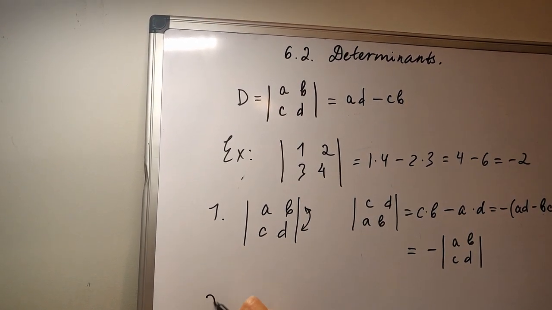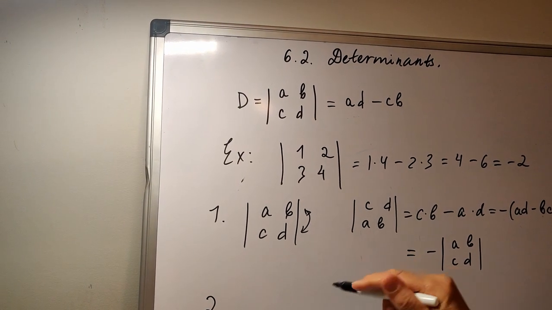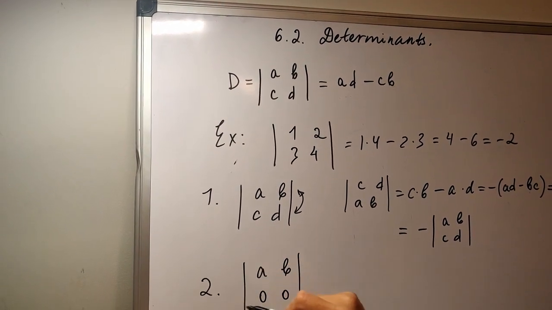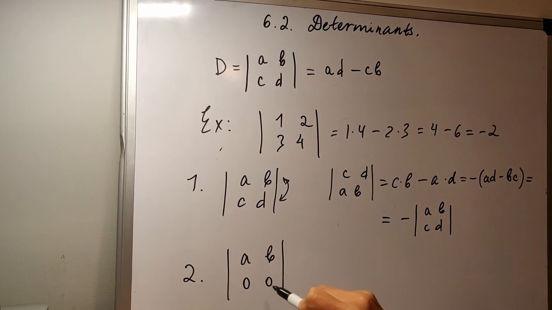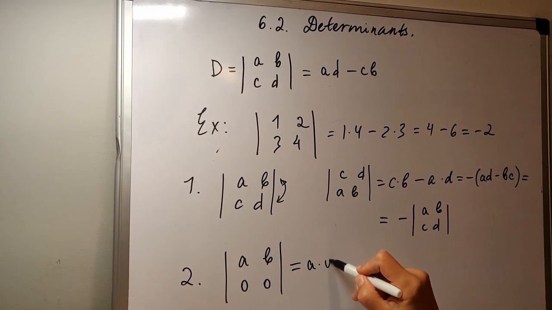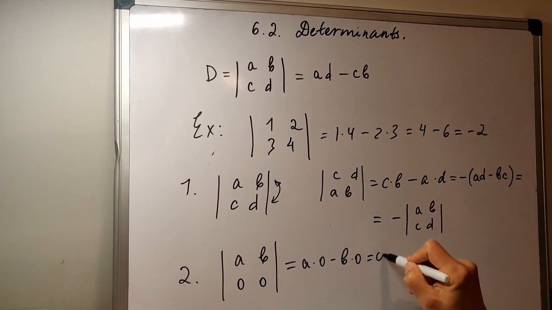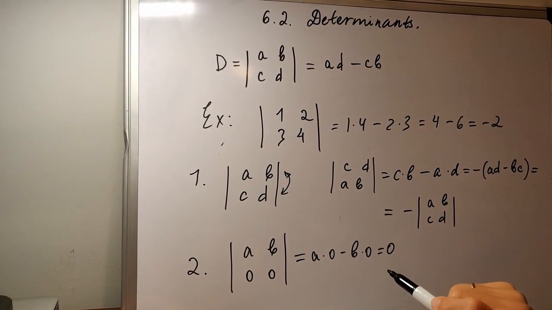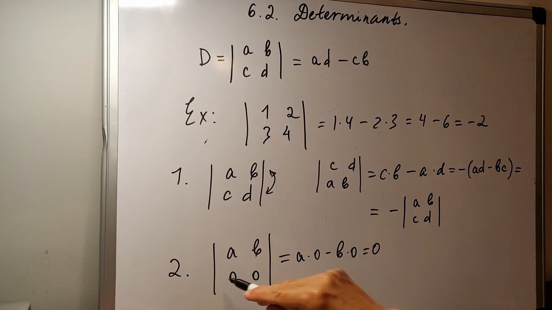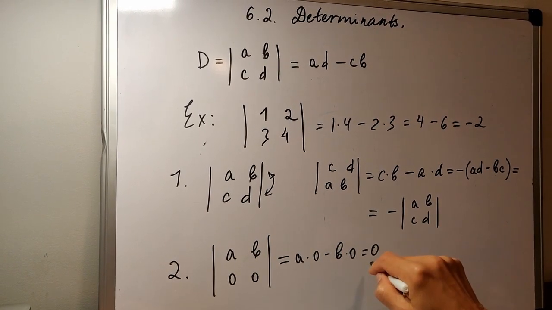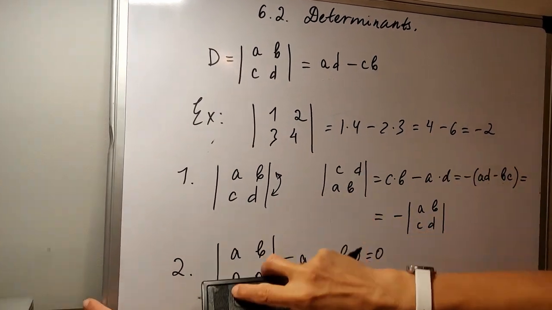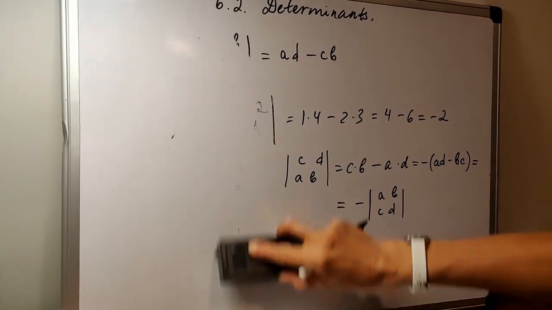Rule number 2, or property number 2. If you have a matrix A, B, 0, 0, a matrix with one row equal to zeros, the determinant is going to be, let's just calculate it, A by 0 minus B by 0, which is just 0. So the rule is going to work for all matrices for which you can calculate the determinant. If you have a row of zeros, the determinant is 0. Okay, I'm going to erase these 2 rules and put more rules. Actually, we have up to 6 rules, so I'm going to erase them a lot.